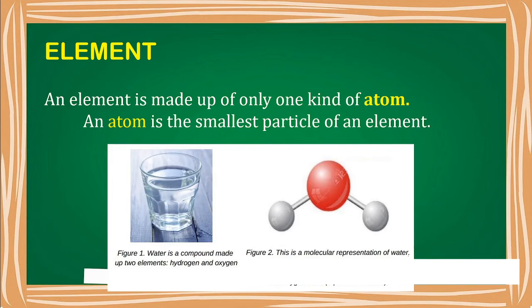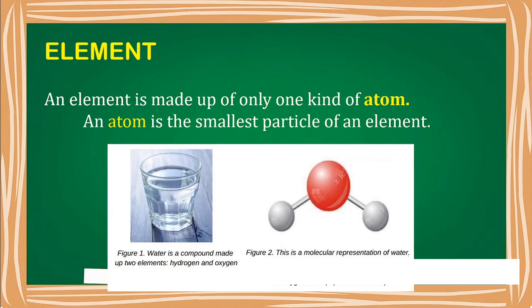O, tandaan, ha? Halimbawa, pakitingnan yung screen natin. Figure 1, diba, ano yung makikita nyo sa figure 1? Isang baso ng tubig or water. Water is a compound that is made up of two elements. Dalawang elements ang bumubuo sa tubig natin. Ito ay ang hydrogen and oxygen.